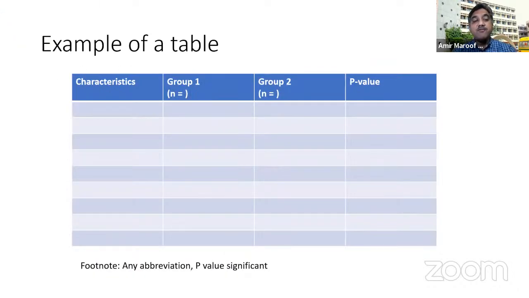Similarly, if you want to make a graph, then the graph also should be sufficient to stand on its own. People should not have to struggle, saying that by seeing a table or a graph they don't understand what is here, or what is the number of patients in this group or that group. All the things must be mentioned.